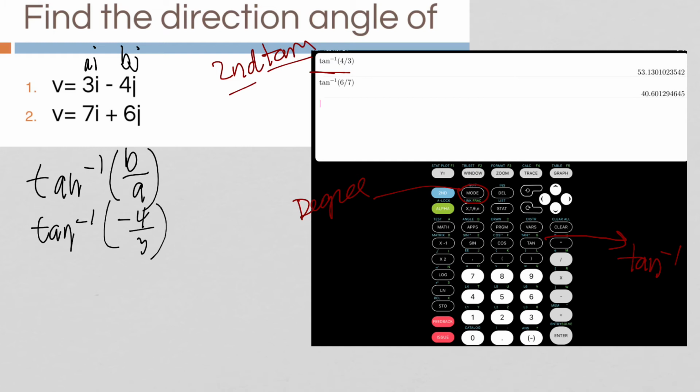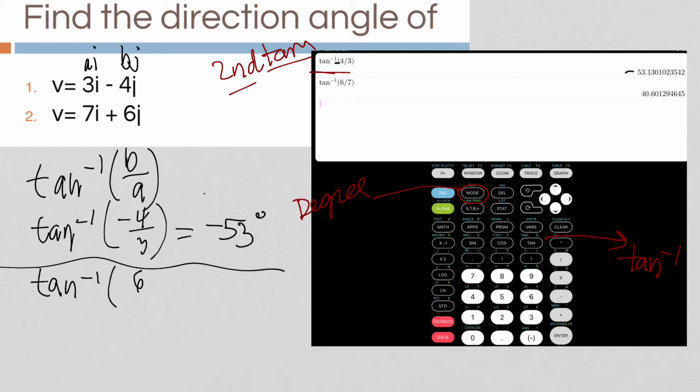For some reason, I forgot the negative when I did this and did the little copy of the photo. So I'm going to put a negative right now. And when you press enter, you should get -53 degrees. So -53 degrees is the direction angle for that vector. For number 2, tangent to the -1. My B is 6, my A is 7. Plug that into the calculator, and I get 40.6 degrees or 41 degrees.